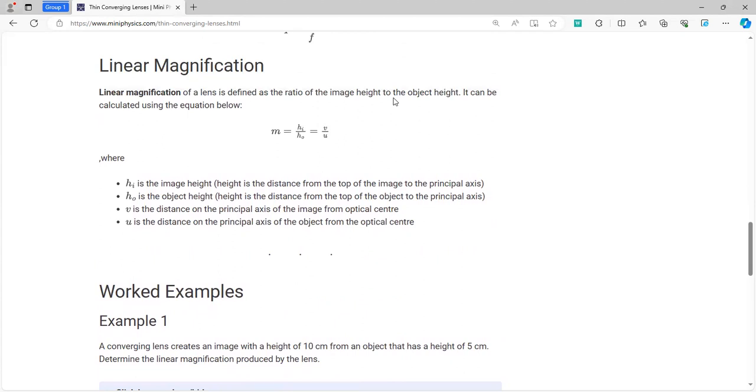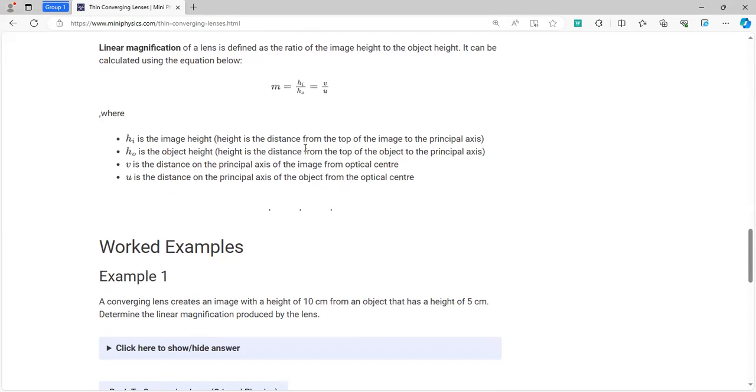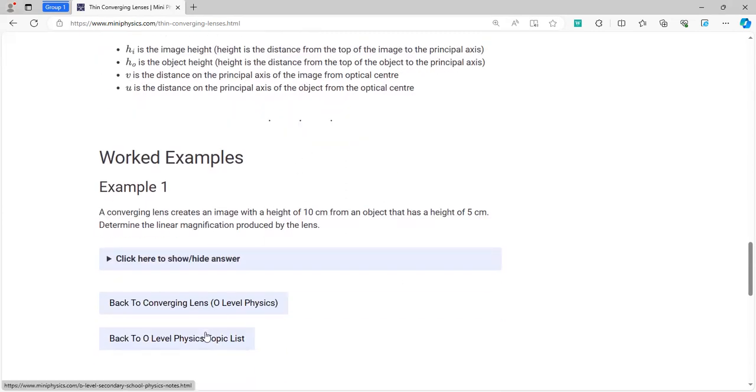Magnification is calculated by taking the ratio of the size of the image formed to the size of the object. And this is known as linear magnification. In linear magnification, a ratio is taken of the size of the image divided by the size of the object. Now, I'll be covering the next topic.